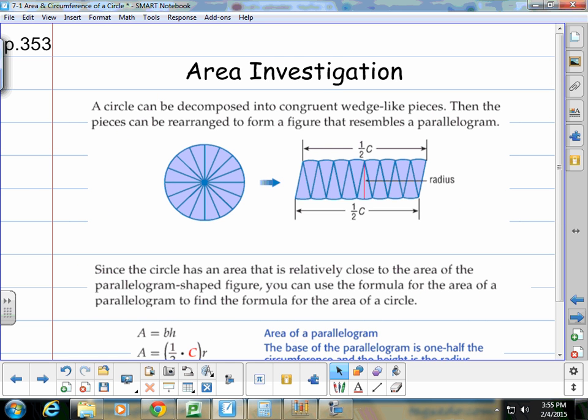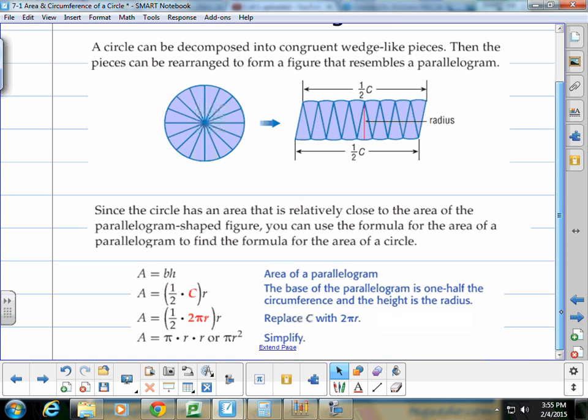So thinking about area, quickly, a circle can be decomposed into congruent wedge-like pieces. In your book, I'm not going to go super in detail. If you stretch it out, it's half the circumference there and the radius. Since a circle has an area that is relatively close to the area of a parallelogram, you can use the parallelogram formula to work this out. You don't need to put this in your notes if you don't want to, but it's just giving you an idea of how we come to find the area formula of a circle, pi r squared. Since the base times the radius is just like the height, so replacing those things there. If you want to pause and take a look at that, that'd be awesome. We're going to go more in depth on that in class.